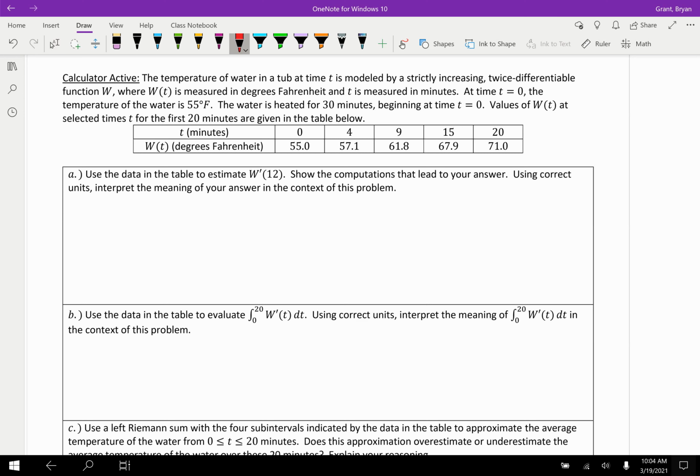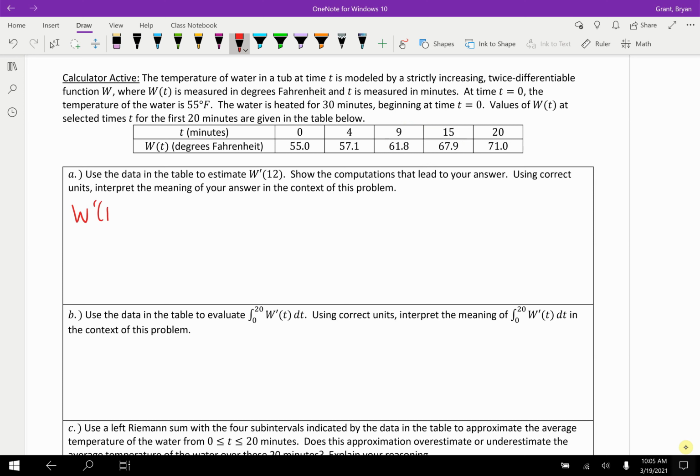Okay, we've done this before. 12 would be somewhere in here between 9 and 15. In fact, 12 is exactly in between 9 and 15. It's the average of those two. Even if it wasn't, if they asked you to estimate W prime of 11, you would still use this same idea, where you want to find the, air quotes, slope, end quote, between these 2 points. You always pick the two closest, one above, one below, if you're asked to estimate.